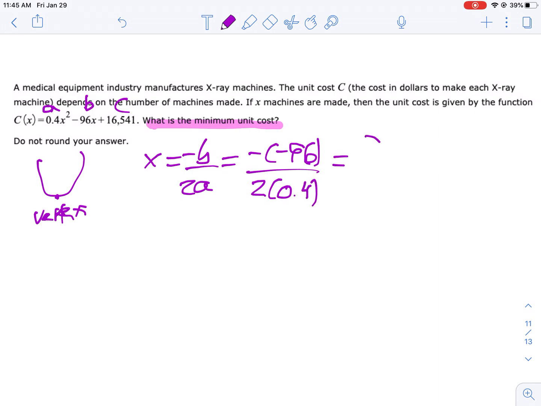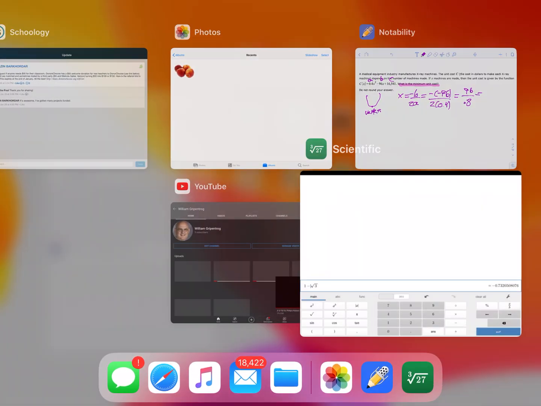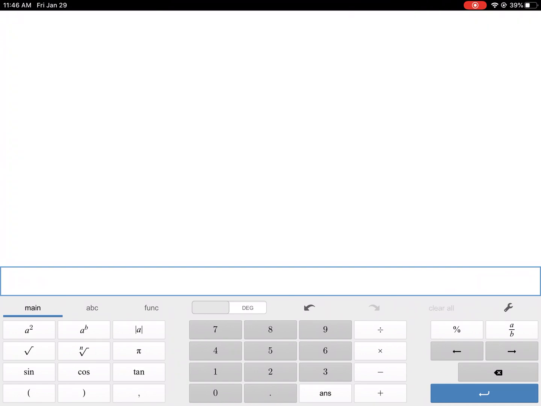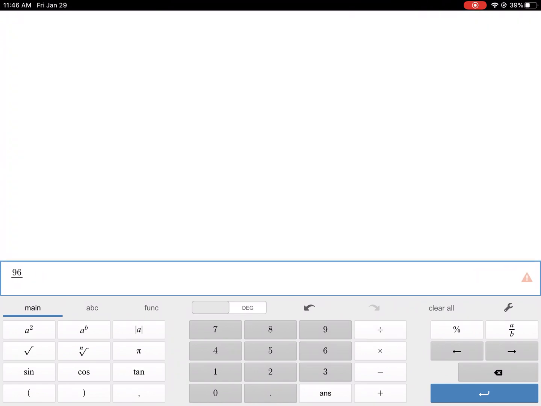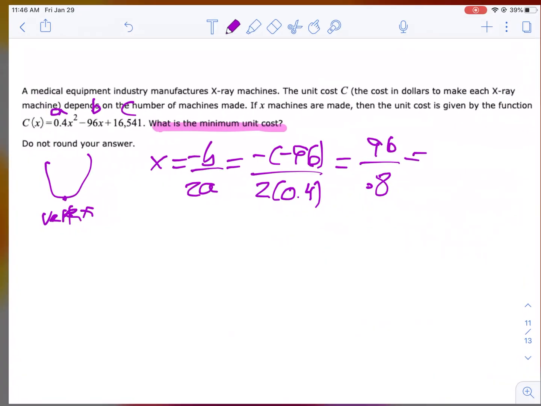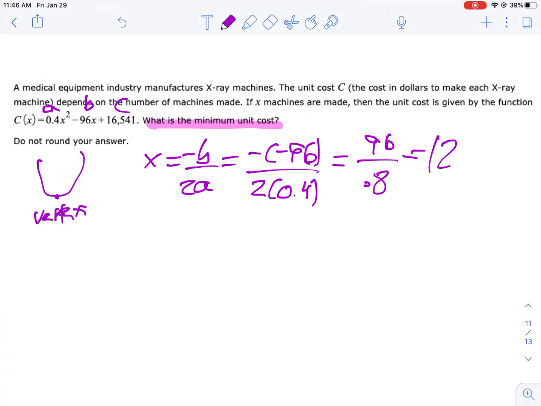So that's 96 divided by 0.8. Well, let's take our calculator. Let's take 96 divided by 0.8. And we get 120. So if you make 120 machines, that will be the lowest cost because of labor and the cost of the machines that you could make. That's not the answer. I didn't ask for how many machines you're going to make. I want to know what the minimum cost is.